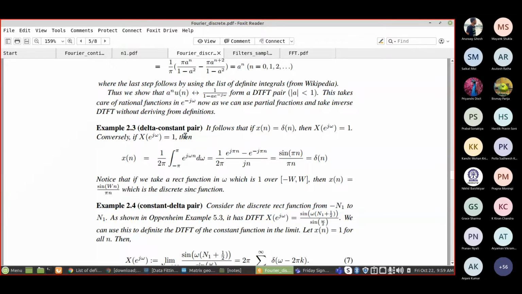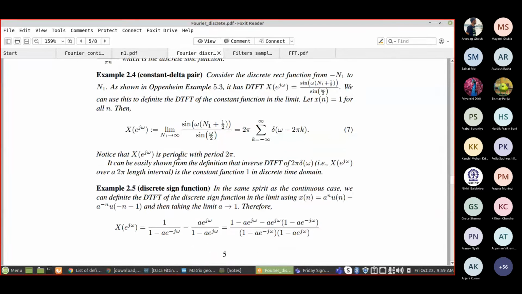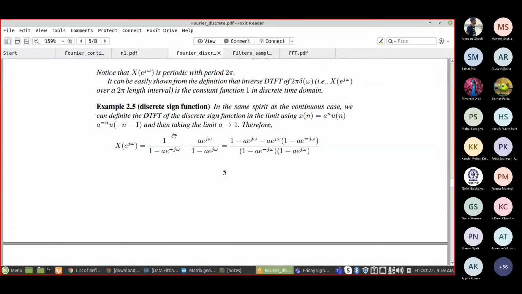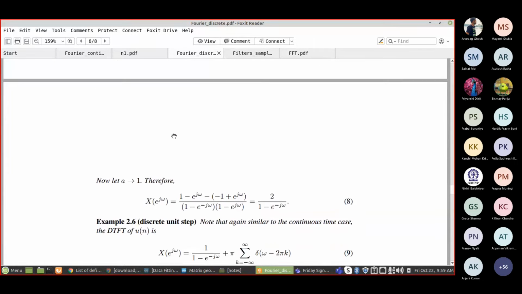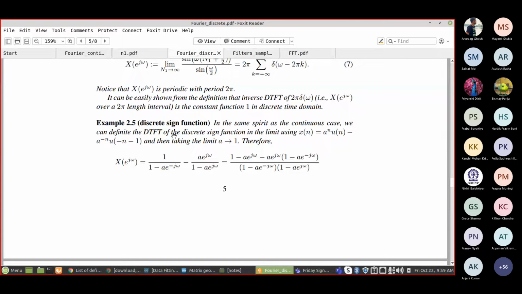Delta constant pair, constant delta, discrete sine function. The derivations are identical. So this is what I meant by recursion. Okay, you do it once and then the rest of it just follows by referring to the previous case.